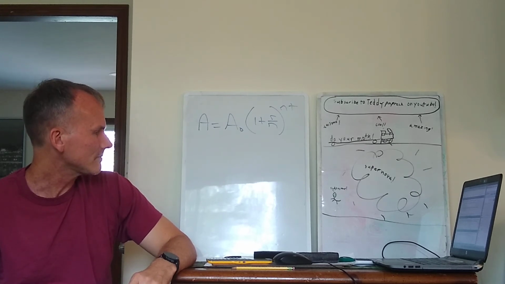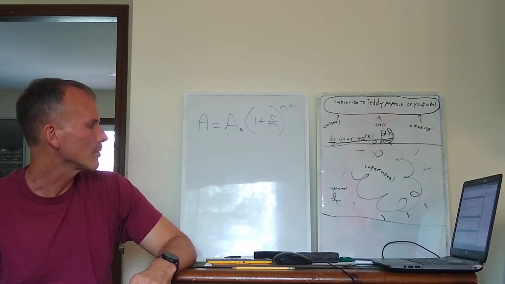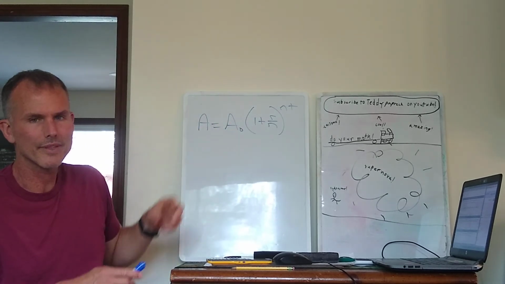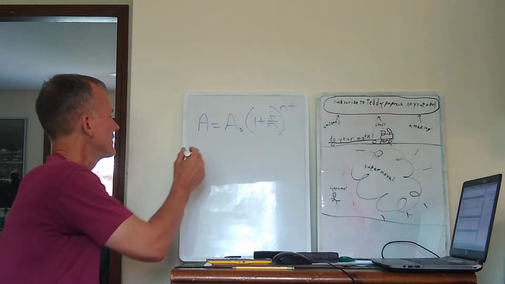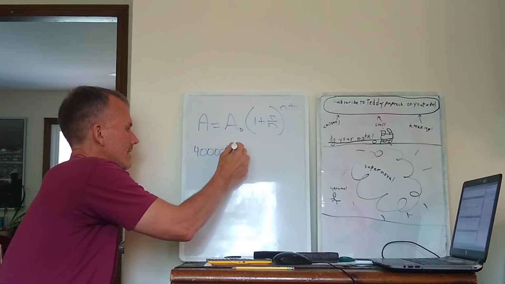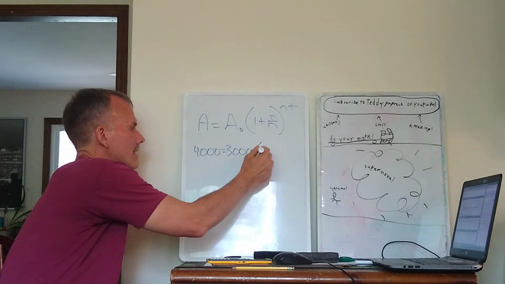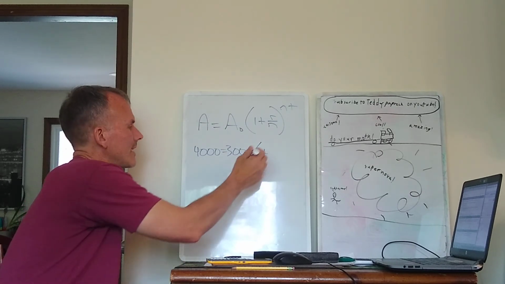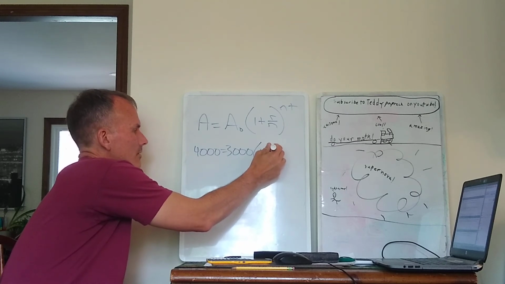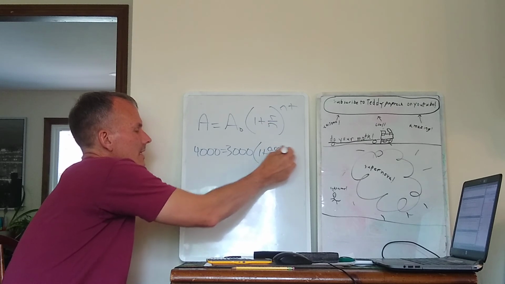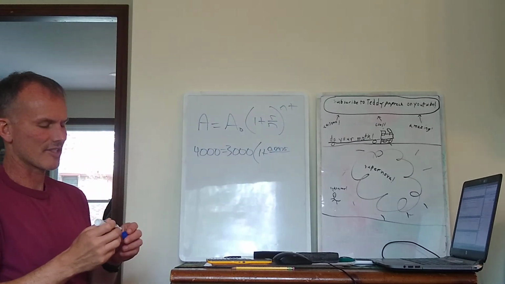To solve this, we're looking for how long it's going to take for her to get from $3,000 up to $4,000. I think I can fill in some stuff here. I know we want to end up with 4,000. I know that right now we have 3,000. I know that the interest rate is 9.75%, so as a decimal, that's 0.0975. And it says it's compounded semi-annually.